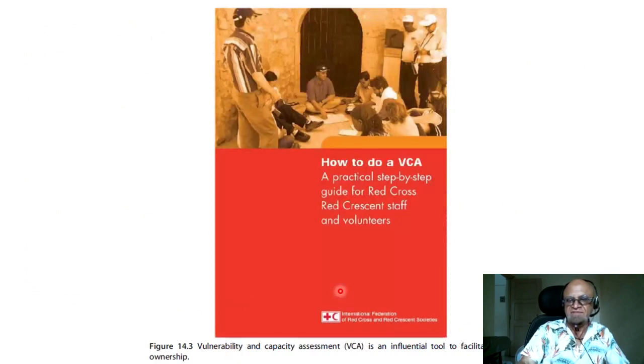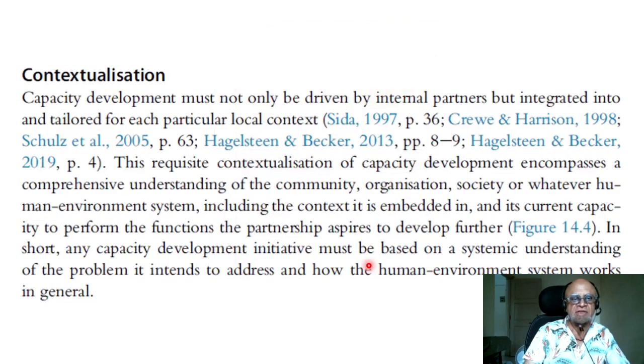Vulnerability and capacity assessment, VCA, is an influential tool to facilitate local ownership. So this is from the International Federation of Red Cross and Red Crescent Societies, who are always there for assisting countries in disaster management, but also for bringing these kind of vulnerability and capacity assessments. We have discussed vulnerability elsewhere. Risk as considered these days from, let's say, IPCC reports is a multiplication of hazard, vulnerability, exposure, and now response is also added. So vulnerability depends on your socioeconomic class, age, gender, and various other factors. So the capacity and vulnerability then need to be assessed in that context.